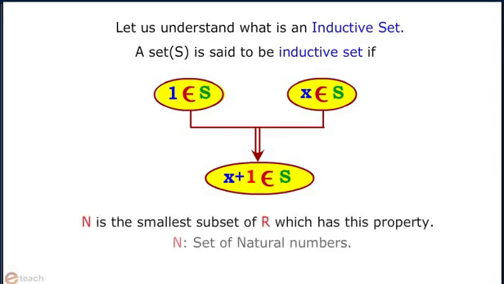N, which is the set of natural numbers, is the smallest subset of R, which is the set of real numbers, which has this property.